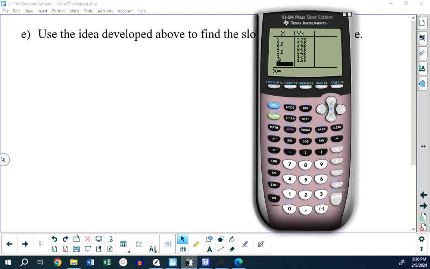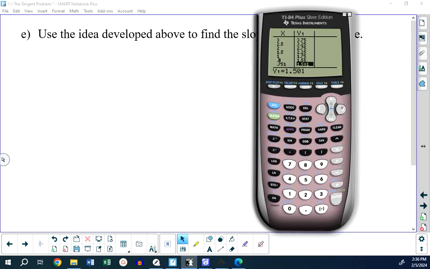Is 0.8 close to 0.75? Yes. So the slope of the secant at 0.8 to P is pretty close to the slope of the tangent. But I can get even closer. And as we get closer, that slope of the secant gets closer to the slope of the tangent. So I can put in 0.78, which is really, really close to 0.75. I can put in 0.751.